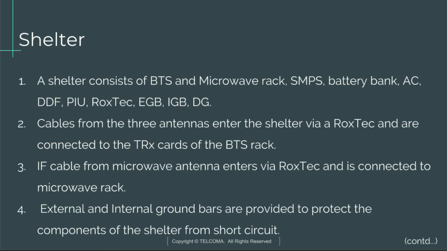Next is shelter. A shelter consists of BTS and microwave racks, SMPS, battery bank, AC, DDF, PIU, rock stack, EGB, IGB, and diesel generator, that is DG. Cables from three antennas enter the shelter via rock stack and are connected to TRX cards of the BTS rack. IF cable from microwave antenna enters via rock stack and is connected to microwave rack. External and internal ground bars are provided to protect the components of the shelter from short circuit.